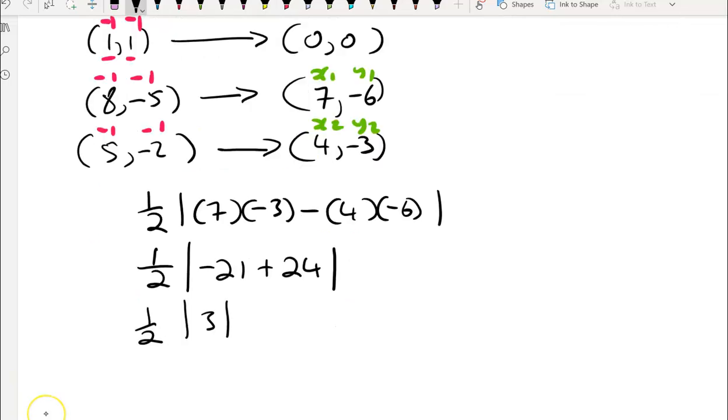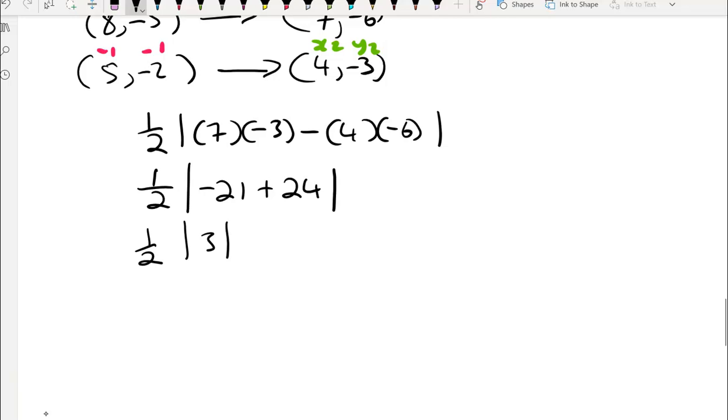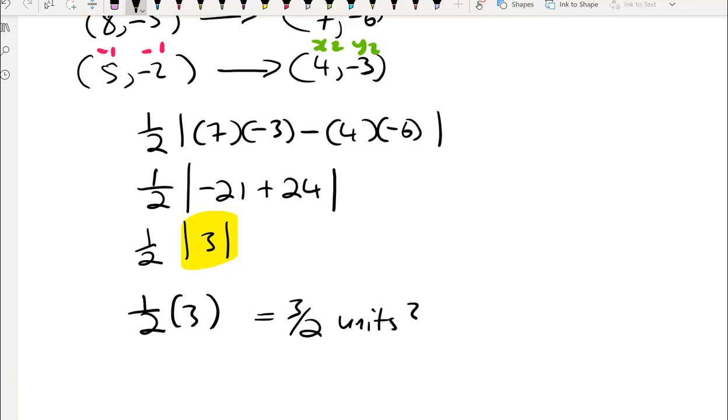Fill them in. It breaks down to half the absolute value of 3. So we ask ourselves, what's the absolute value of 3? We just take the positive value of it, which is 3. Of course, a half of 3, you can present your answer as 3 over 2, or 1.5 units squared.